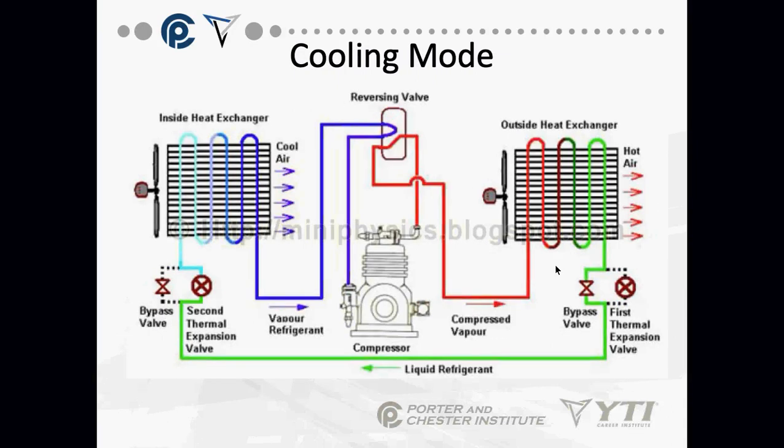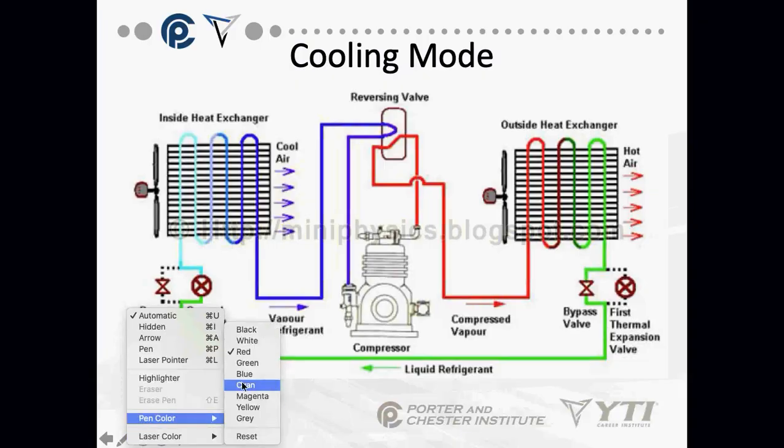So we have a heat pump. Actually, let me do the cooling mode first. We have a heat pump that's acting as a regular air conditioner. Our outdoor coil is our hot coil. Our indoor coil is our cold coil. So when we have a regular air conditioner, we're coming out of the compressor.